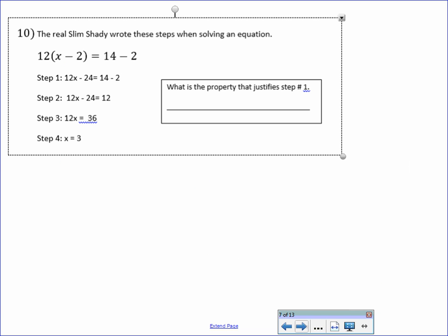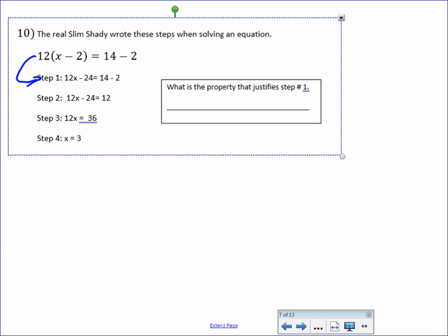All right. Number 10, the real Slim Shady wrote these steps in solving an equation. Step 1, step 2, step 3. So what is the property that justifies step 1? What property allows a student to go from here to here?